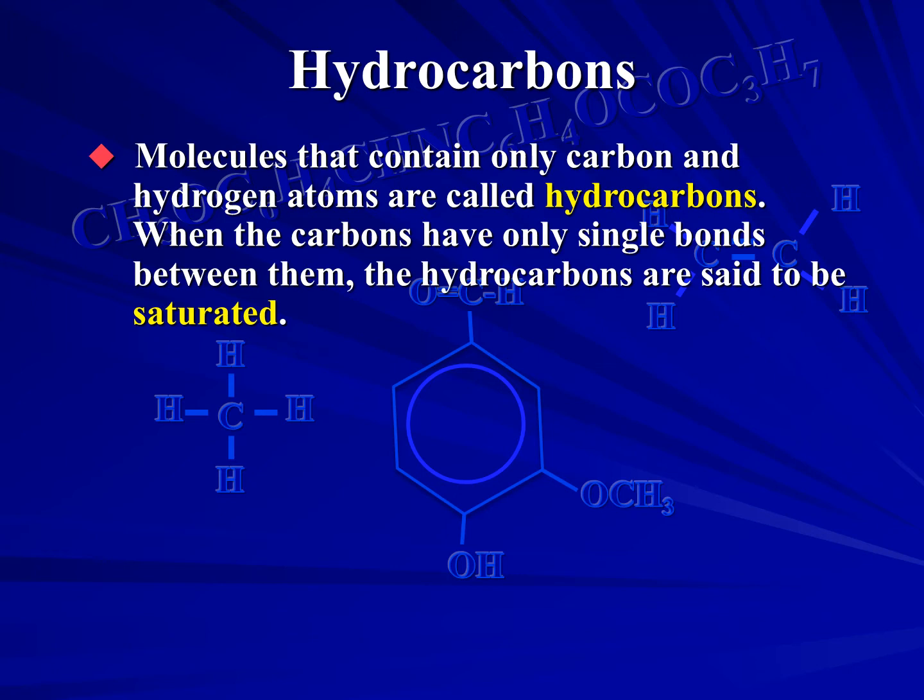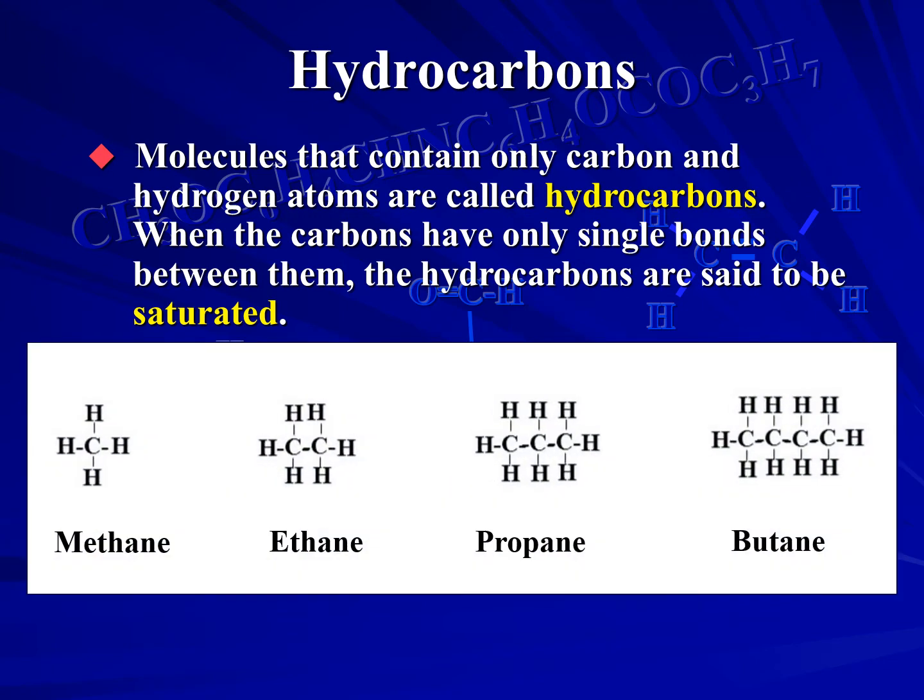Molecules that contain only carbon and hydrogen atoms are called hydrocarbons. These molecules have only single covalent bonds between the carbon atoms. They are called saturated hydrocarbons. Methane, ethane, propane, and butane are among the simplest hydrocarbons.